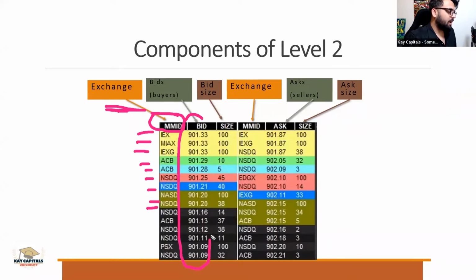That's a price where people want to buy the shares, and this is the number of shares they want to buy at this price from this exchange. Right? Same goes for the ask side as well. It's simply that if you use TOS, they use a certain type of exchange to fill the orders.